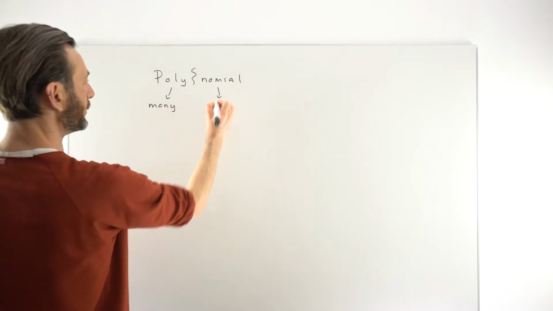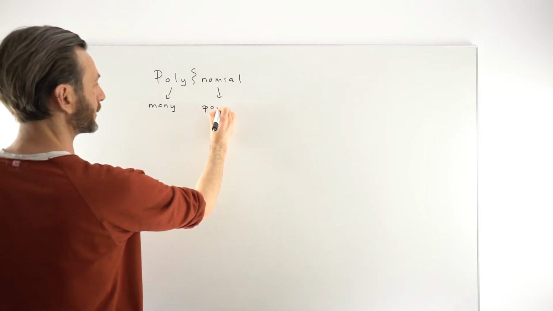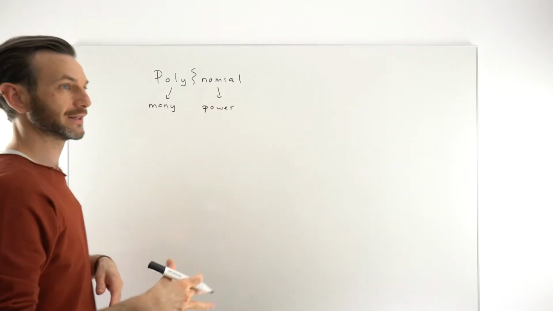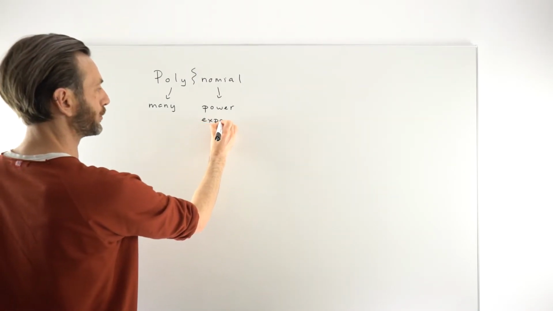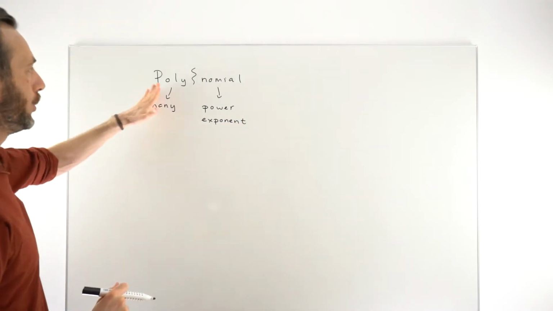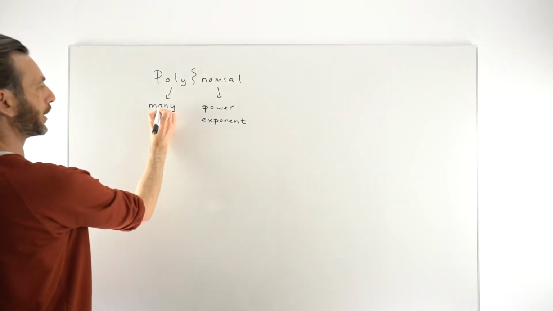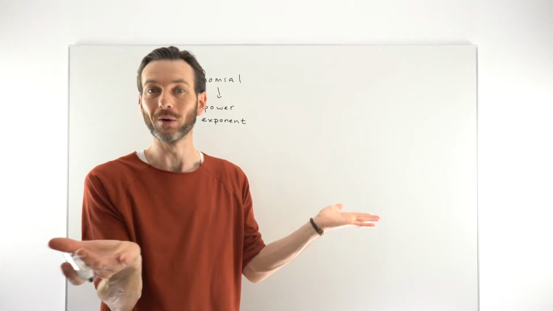Nomial is a more mathematical term. So nomial refers to the powers. So power in the sense of like 3 to the power of 2. So in other words, the exponent. Okay, so you may call the powers the exponent. So power, exponent. So polynomial then means multiple powers, so many powers. So it's an expression which has got multiple powers, basically.